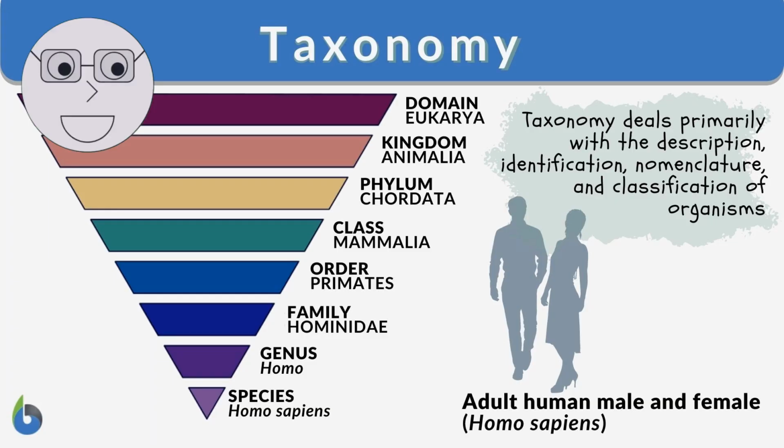In conclusion, taxonomy is a crucial aspect of biology that allows us to understand the diversity of life on Earth and how different species are related to each other. By studying the characteristics of living organisms and their evolutionary history, taxonomists are able to classify and name the millions of species that exist on our planet.